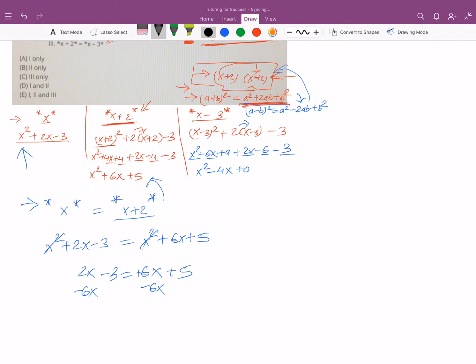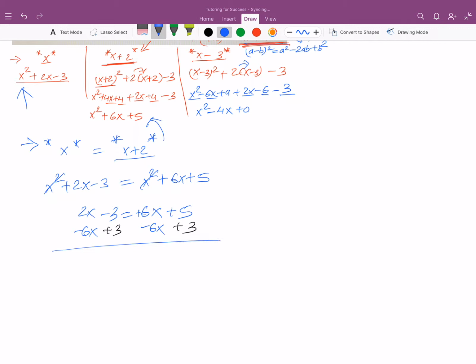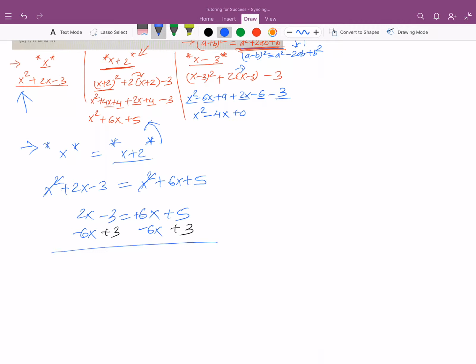and I would add 3 on both sides because I want to get rid of that 3 from the left-hand side. So these two computations, 2x minus 6x, I get negative 4x. That cancels out. 5 plus 3 is 8.